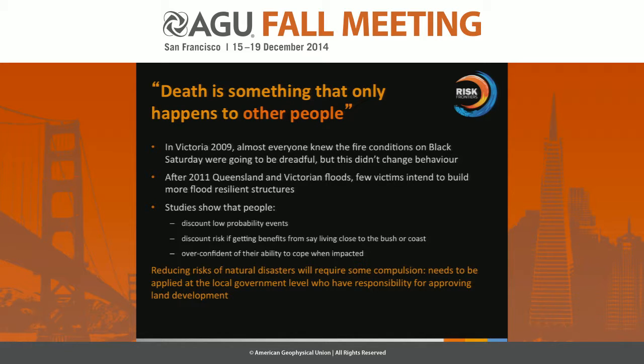But to my view, there has to be some sort of compulsion if we're to arrest this increase, and that needs to come at the local government level, because local governments have really got only two ways of raising money. One is to raise taxes, which are unpopular, and or to release land for development. So they have the responsibility really, and certainly in Australia very little effort is put into trying to consider risks.